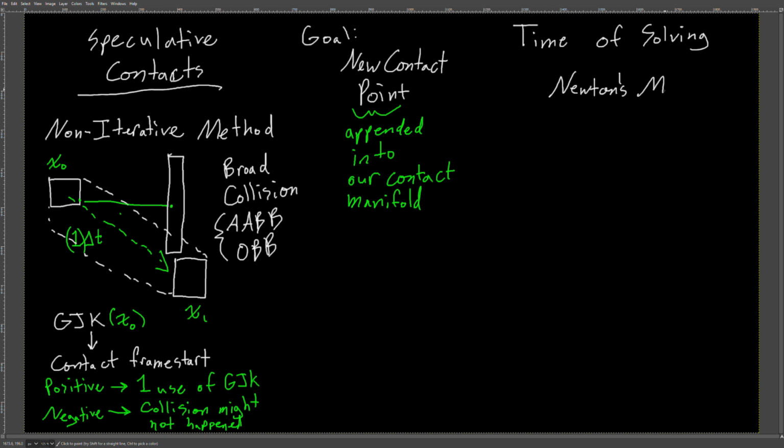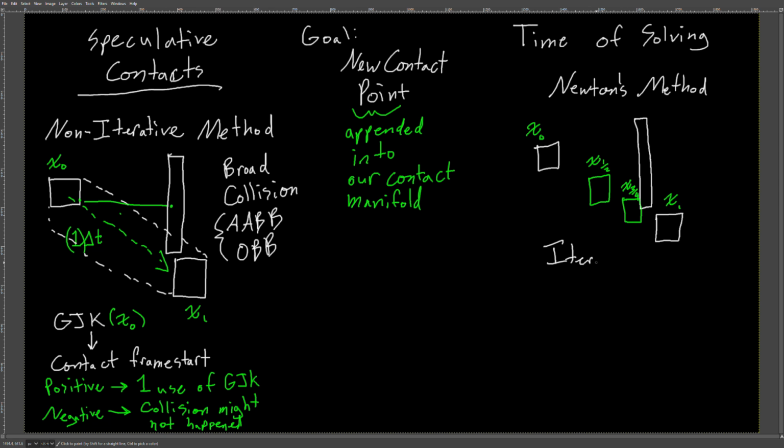By contrast, the time of impact solving method is an iterative method. Notably, we can use Newton or the Newton-Raphson bisection root finding method to determine a more accurate contact point. So we start in a very similar way. We have a conservative bounding volume between the start of the frame and the end of the frame to see if a collision might have occurred.